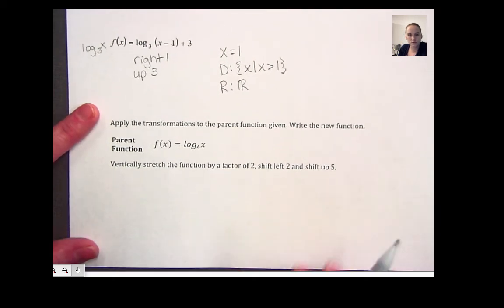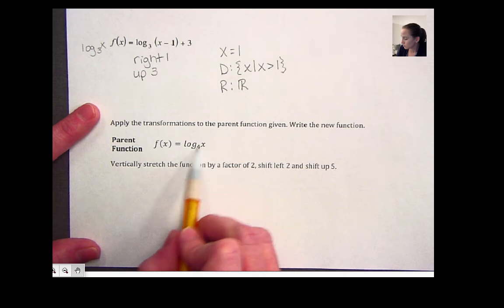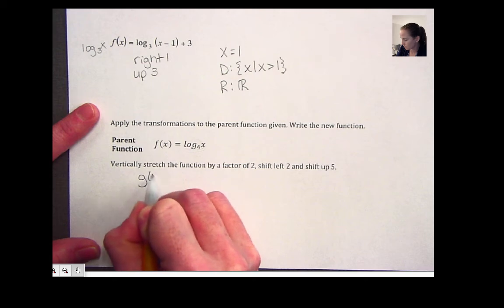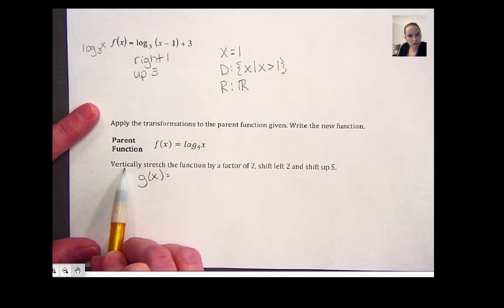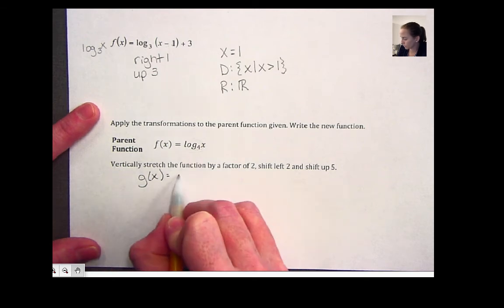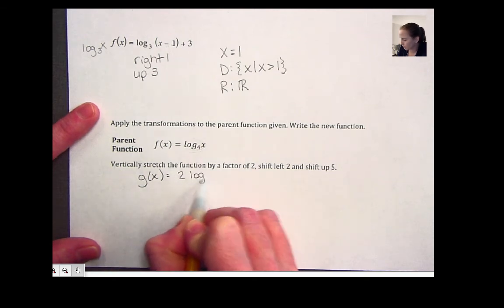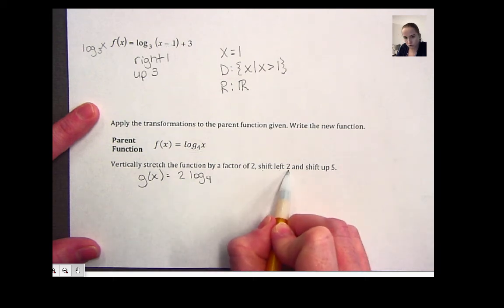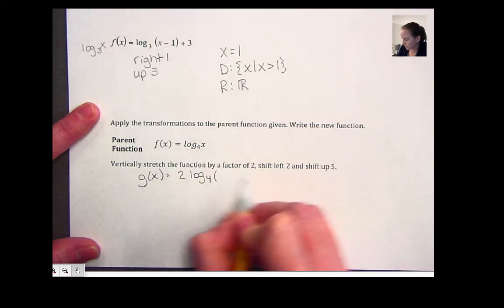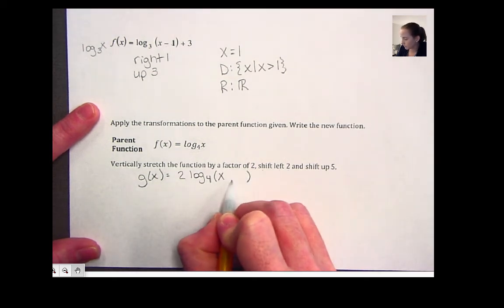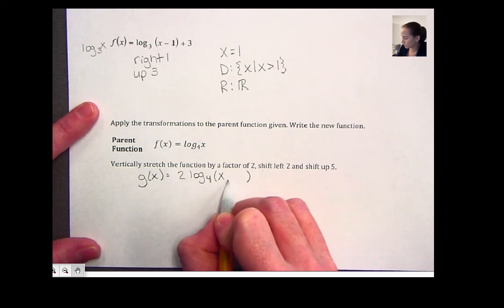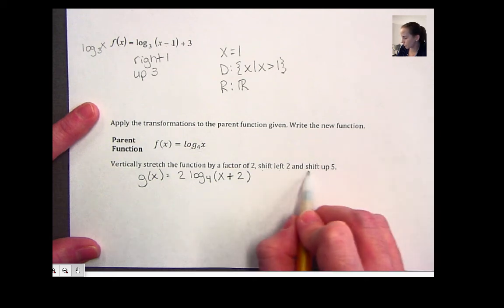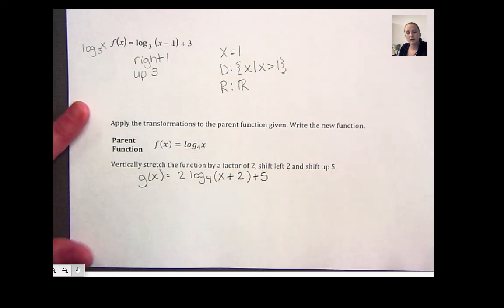All right, we're going to apply some transformations to a given parent function. So here's your parent function. We're going to give it a new name, g of x. It wants me to vertically stretch the function by a factor of 2. So we're going to do 2 times log base 4. I'm not going to write the rest yet because I want to see what else is left. Shift left 2. That means I've got something going on inside with x. X left would look like negative, so I'm going to say plus 2, because it's the inverse. And up 5. Shift up 5, so on the outside plus 5. And there you have it.